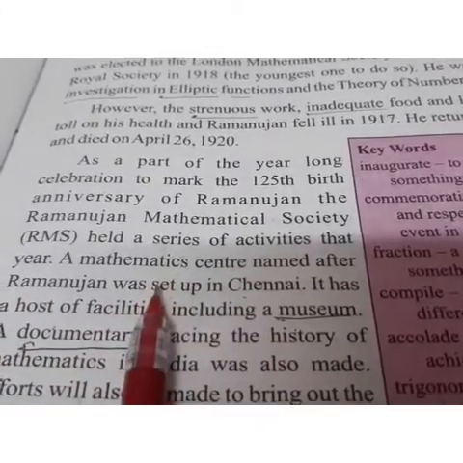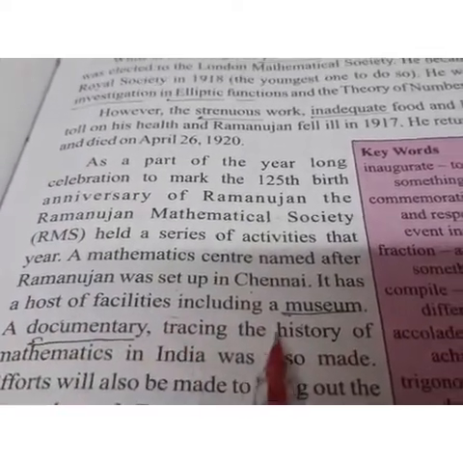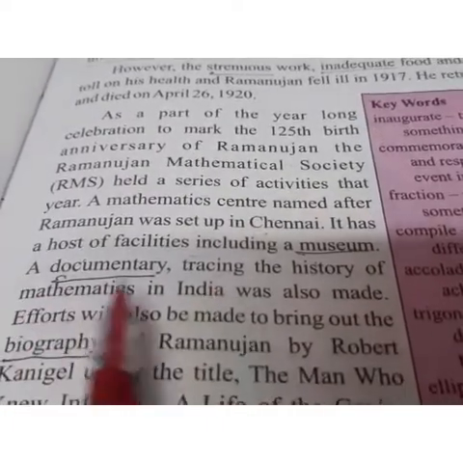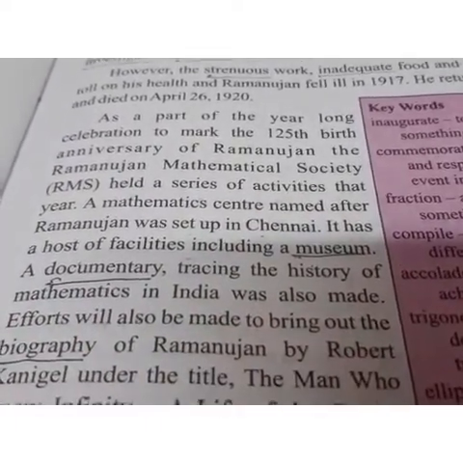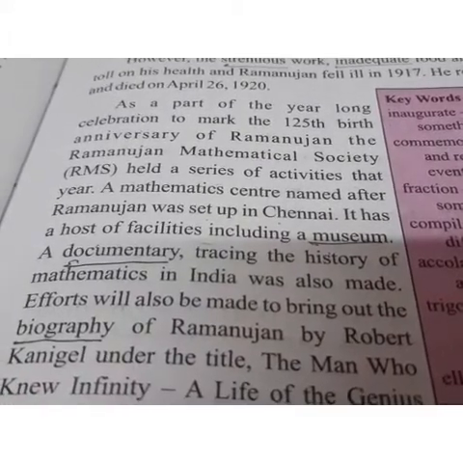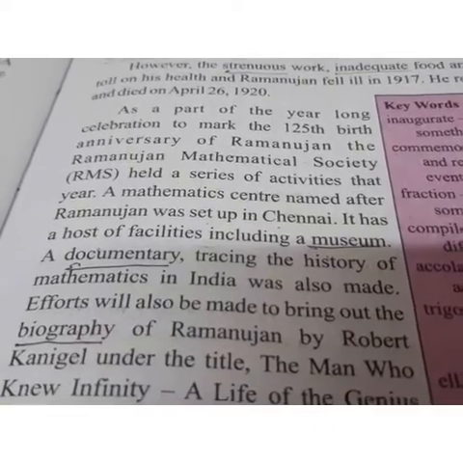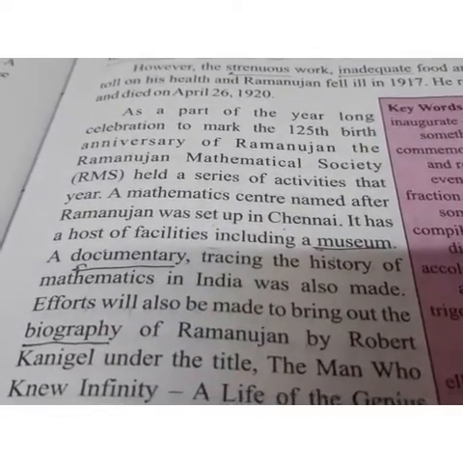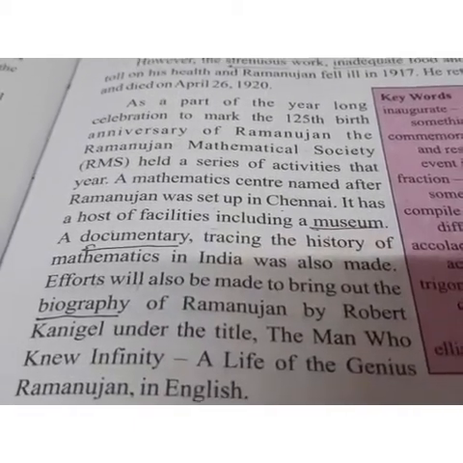एक mathematics का center भी चेन्नई में उनके नाम से शुरू हुआ, that is in Madras. It has a host of facilities including a museum. A documentary tracing the history of mathematics in India was also made. Now वहाँ पर जब उनके नाम का जो सेंटर सेटअप हुआ उसमें बहुत सारी फैसिलिटीज़ भी हैं, एक म्यूजियम भी है वहाँ पर और मैथमेटिक्स का जो पूरा जर्नी है इंडिया पे उसके ऊपर एक डॉक्यूमेंट्री भी बनाया गया.